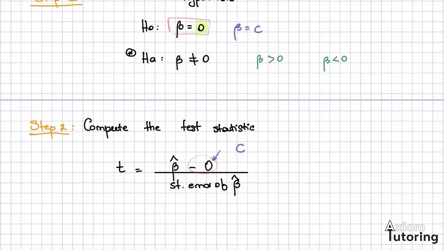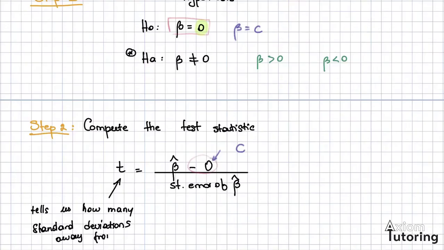And again, the interpretation for this formula is that this number tells us how many standard deviations away from 0 the estimate is. This is a distance, not a probability, at this stage that we are in step 2.